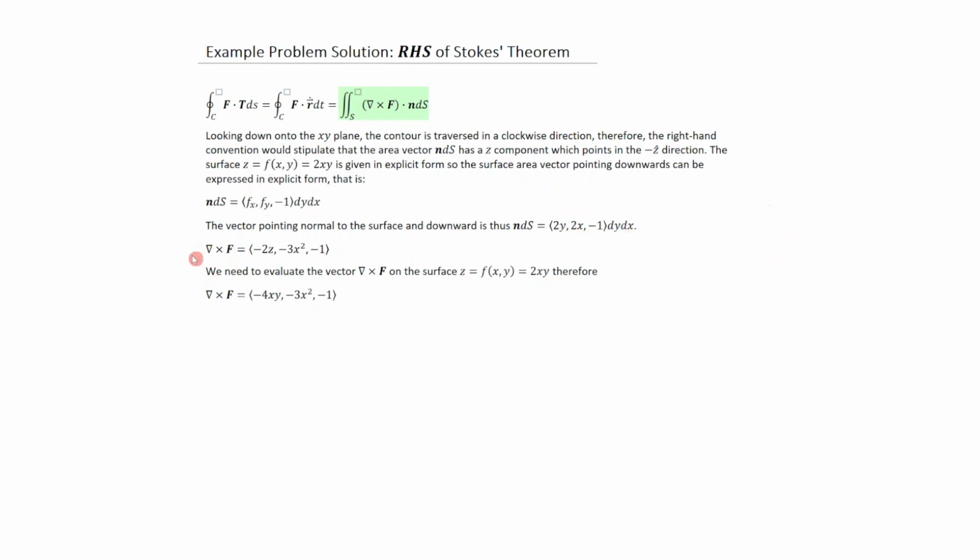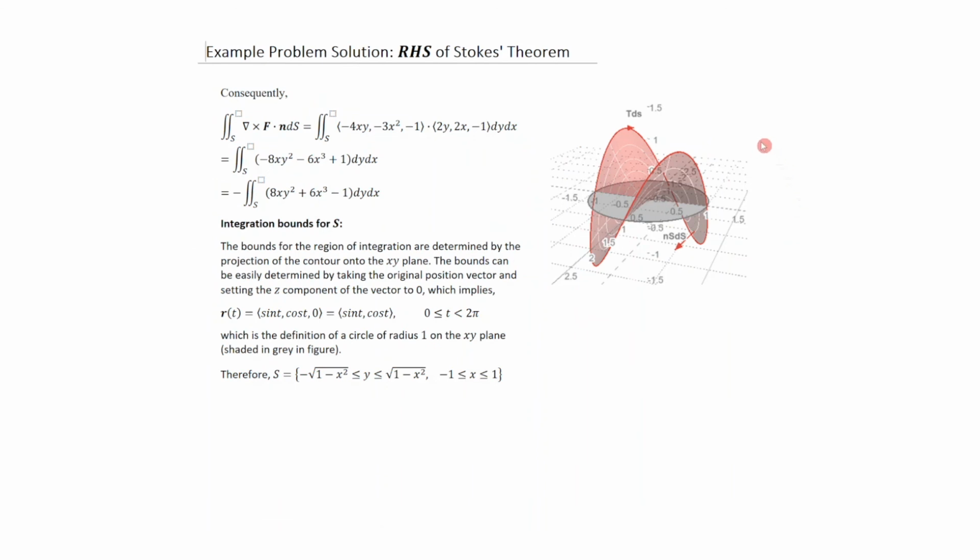If you take the curl of F, you'll end up with this expression, but we need to evaluate the vector on the surface, which is when z is equal to 2xy. So wherever we see z in the curl of the vector function, the z now gets replaced by 2xy. So this z now becomes 2xy, making this minus 4xy. These two terms are unchanged. Why? Because they're not functions of z.